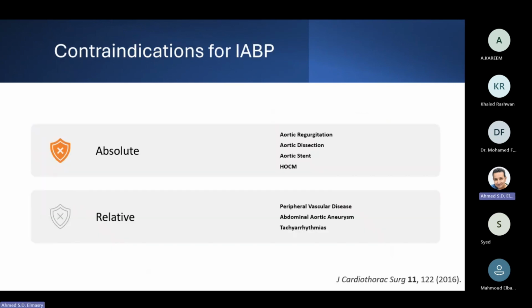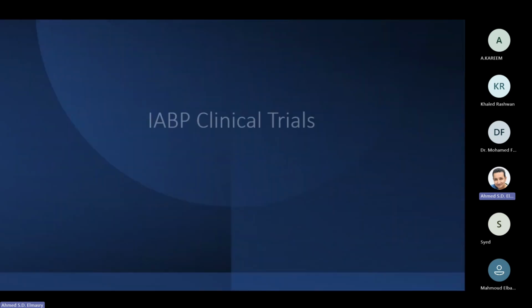These are the contraindications for the intra-aortic balloon. There are absolute contraindications, which are severe aortic regurgitation, aortic dissection, aortic stenting, and hypertrophic obstructive cardiomyopathy. The relative contraindications are peripheral vascular disease, abdominal aortic aneurysm, and tachyarrhythmia.